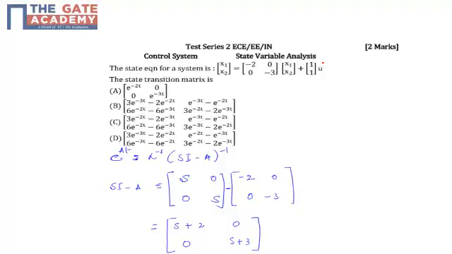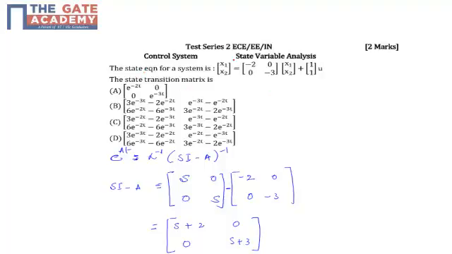These are the elements of matrix A, and then that is multiplied with x1 and x2, plus 1 and 1, that is the B matrix into U. So we have to find the state transition matrix of this given model.